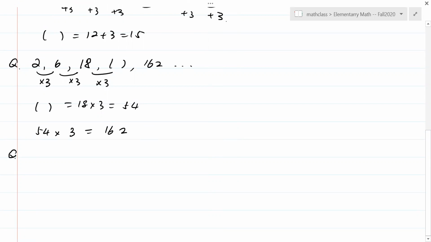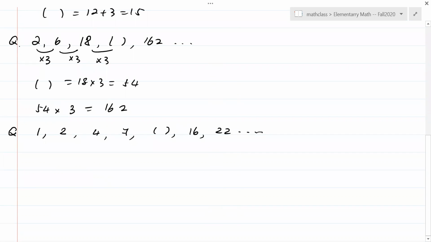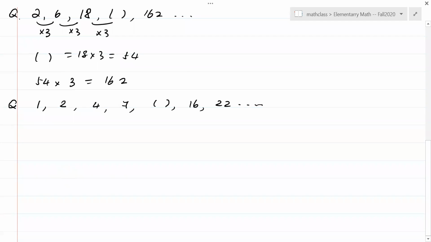So now let's look at a very different sequence. 1, 2, okay, no difference. 4, okay, 7, and some number, 16, 22. So what is the missing number? Okay, this is a little bit challenging. I'll give you 1 minute to think about it, maybe half a minute, okay? Some of you can probably figure it out. Look at these numbers, okay, 1, 2, 4, 7.